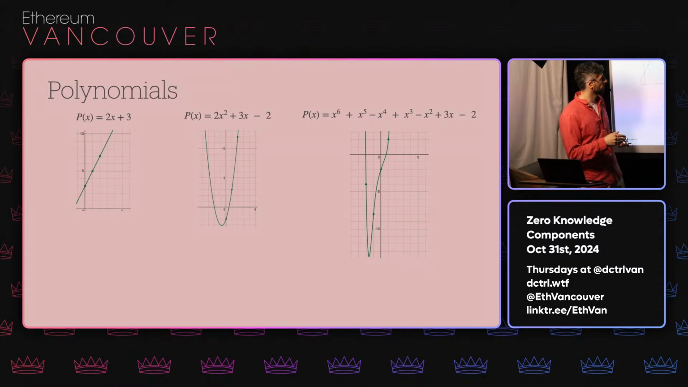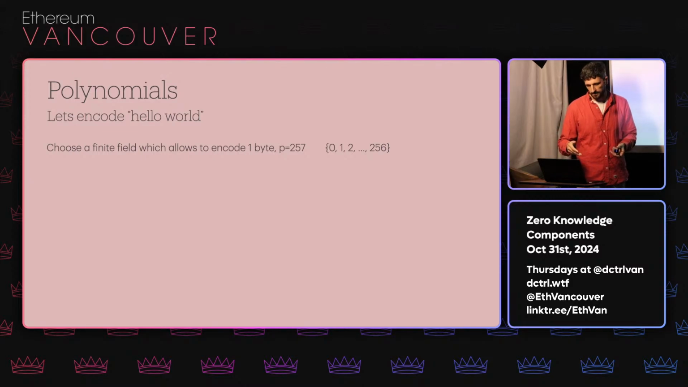So here we have an example how we can generate data based on the function, but the question is, can we do the opposite way? For example, I have arbitrary data, and can I convert it back into polynomial? So we can try to do something like, let's try to encode a hello world message, for example, or string.